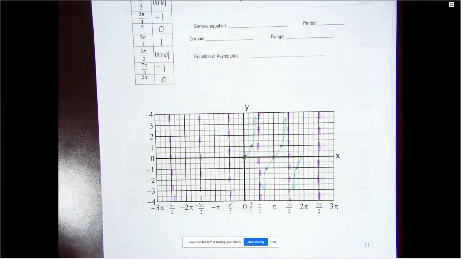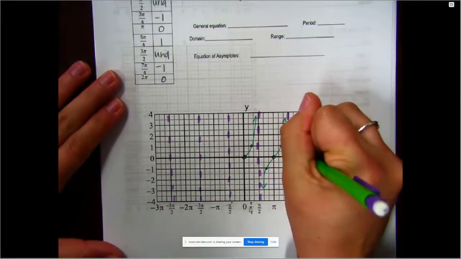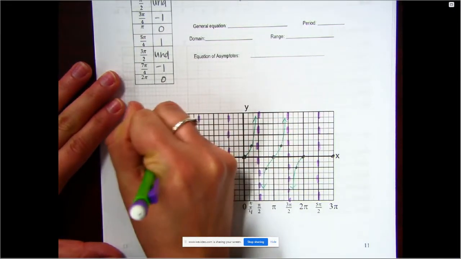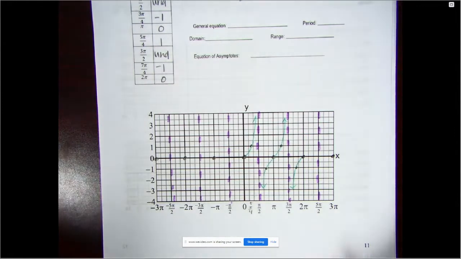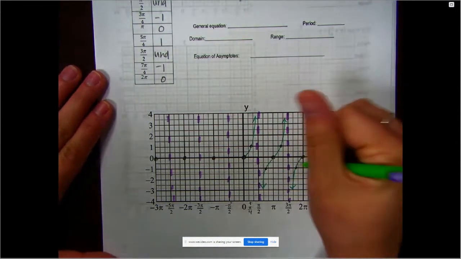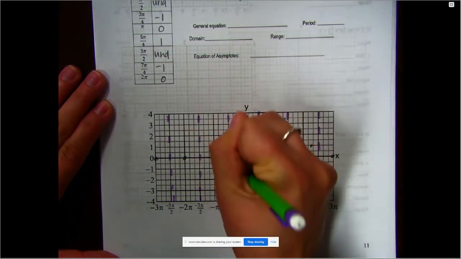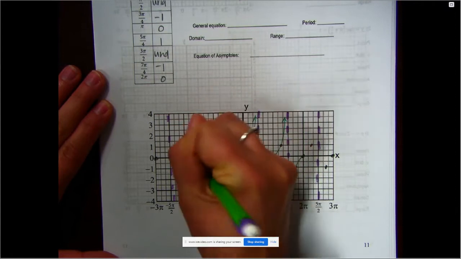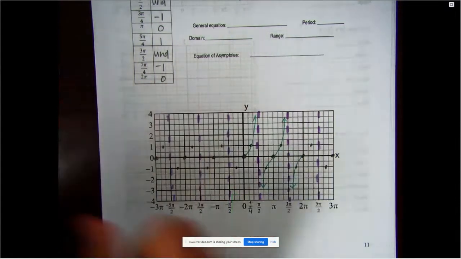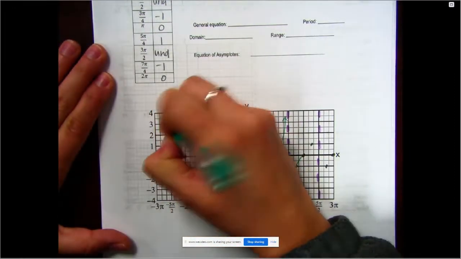Now I'm going to plot the points that are on the x-axis there. So in between every asymptote, it hits that 0. And then we have to draw the squiggle down and then up. So down one on the left, up one on the right. And then I'll draw each section.